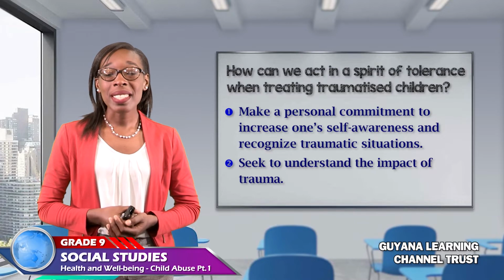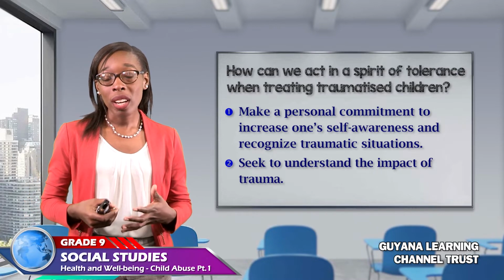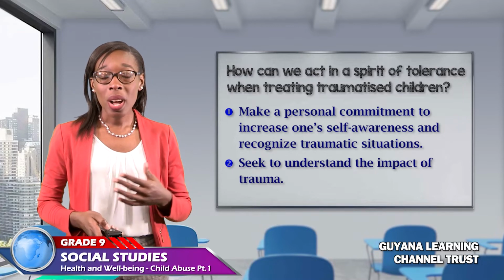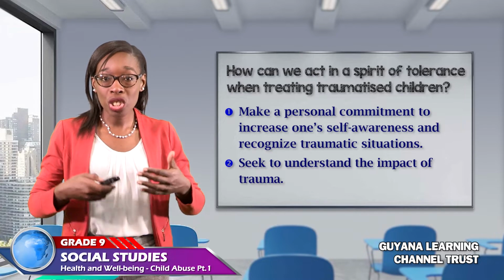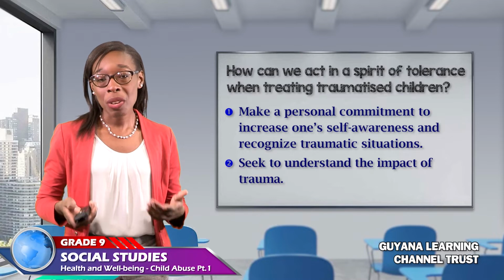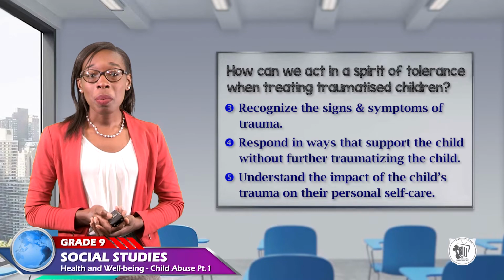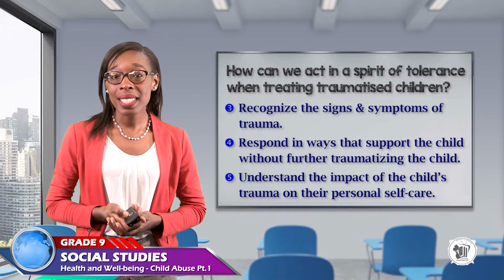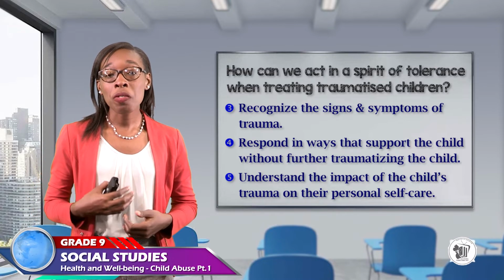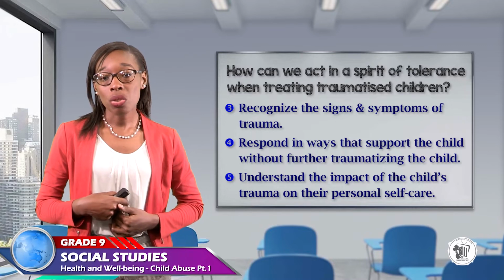The second tip is seek to understand the impact of trauma. Now, the impact of trauma varies from one child to the other. So, having a broad based understanding, or appreciating that it varies from one child to the other, would help whenever you come into contact with a traumatized child. The third tip is recognizing the signs and symptoms of trauma, and there are quite a few. So it's good to become familiar with researching what the signs and symptoms of trauma are.